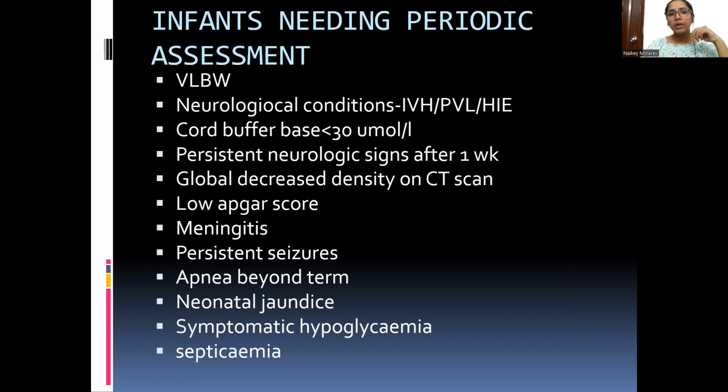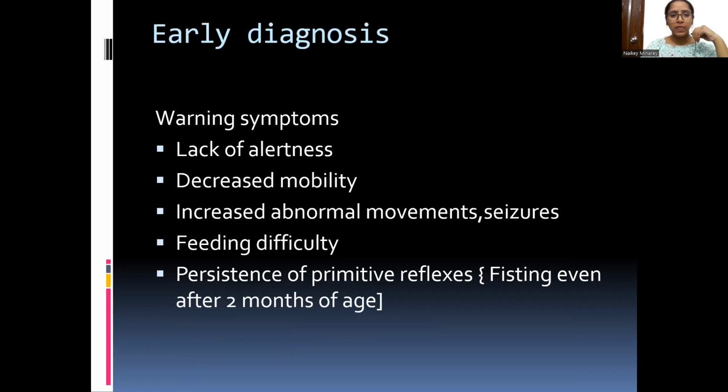Now, how to identify which infants or newborns need periodic assessment for developmental delay or cerebral palsy. These are the very low birth weight newborns and newborns admitted to NICU with any neurological condition with acidosis or showing persistent neurological signs or primitive reflexes after 3 weeks, global decreased density on CT scan, low Apgar, meningitis, persistent seizure, apnea beyond term, neonatal jaundice converting into kernicterus, symptomatic hypoglycemia or septicemia.